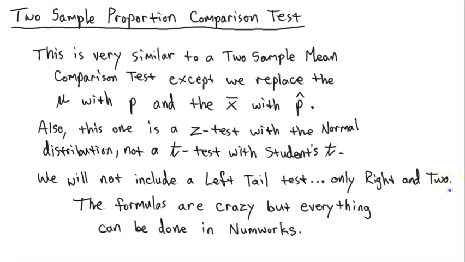And then the last thing I want to say before we get started is that the formulas in this one are crazy. They're possible, but they're just a little crazy. But here's the really cool thing: everything in these tests can be done in NumWorks or in Minitab or in almost any other statistical software. We're going to do NumWorks, but all of these formulas can be done in NumWorks. So don't be freaked out by the formulas, just write them down. But if you prefer to do it in NumWorks, you can do that.